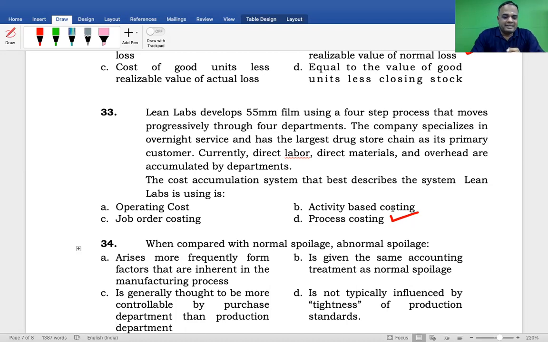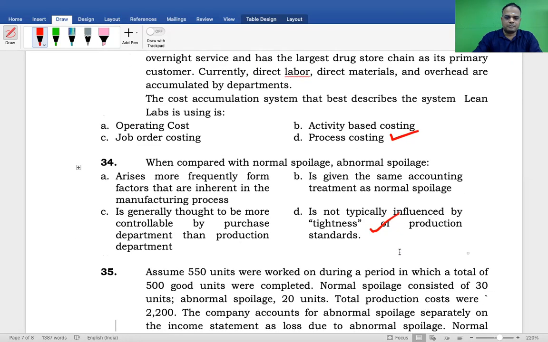Generally thought to be more controllable by the purchase department than the production department. That is also not correct, since the loss will happen in the process only. And the last one: not typically influenced by tightness of production standard. Therefore, what could be the answer? Yes, D is the correct answer. Next.